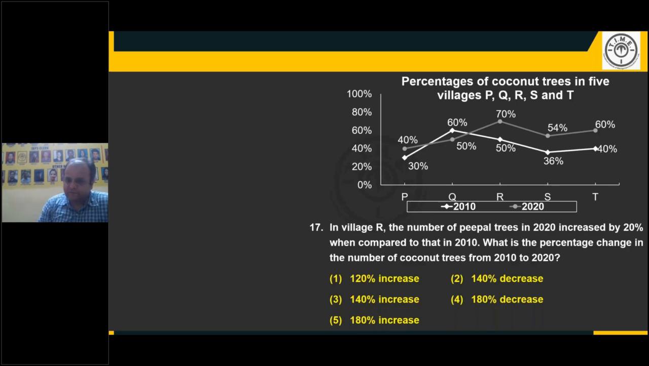In village R, the number of people trees in 2020 increased by 20% when compared to that in 2010. What is the percentage change in the number of coconut trees from 2010 to 2020? So village R we are talking.